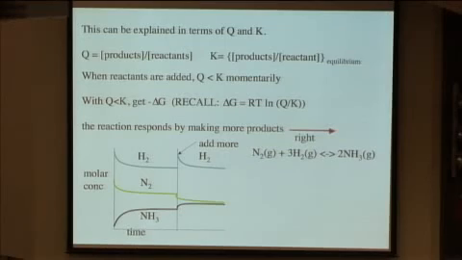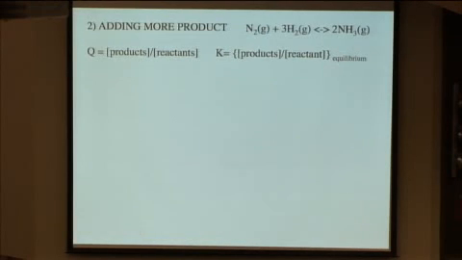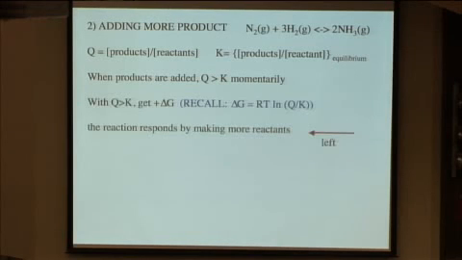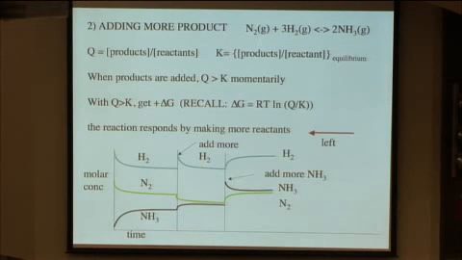So again, we can explain this in terms of Q and K. All right, so let's just quickly talk about adding more products. We did this already. If more products are added, then Q is going to be greater than K momentarily, and you would shift toward reactants, shift toward the left. And again, we saw that down there.